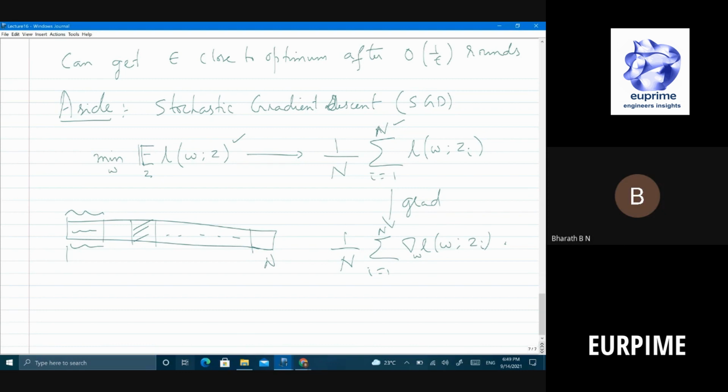So you cannot be aggressive and take a larger step. Eta cannot be like 1 by 2 lambda. You have to take smaller steps so that the noise gets averaged out, and overall you move in the direction of gradient descent, right? Is that fine? This is at least a big picture of what stochastic gradient descent is.